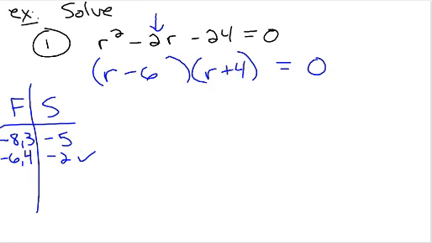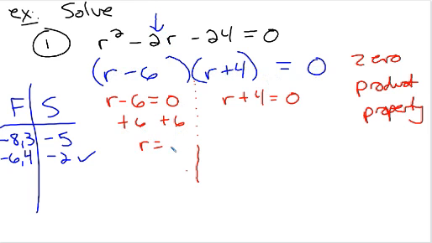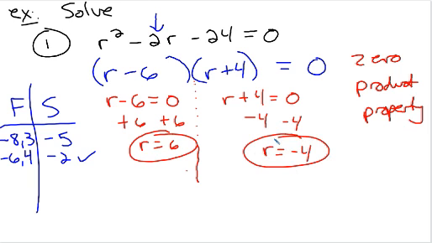But to solve this, it's really easy. Once you get it into this form, there's a property called the zero product property that says if I have something times something equals 0, I can set each of these somethings equal to 0 and solve them separately. It's called the zero product property. And that property means once I get this quadratic factored into these two binomials, all I got to do is set each binomial equal to 0 and solve it. So it's very simple algebra. r equals 6, r equals negative 4.